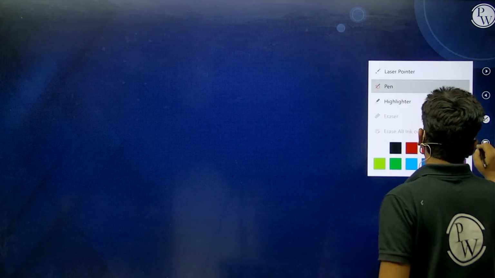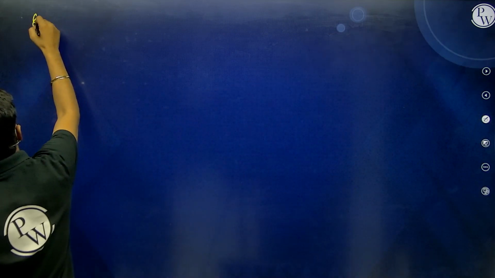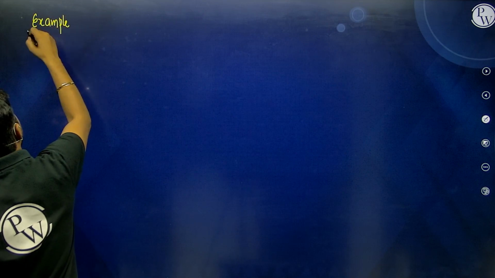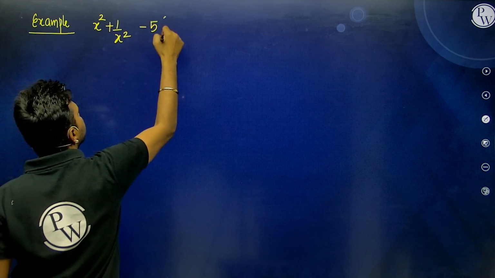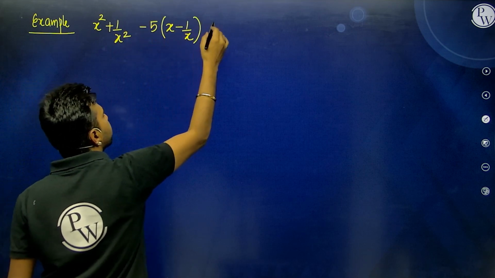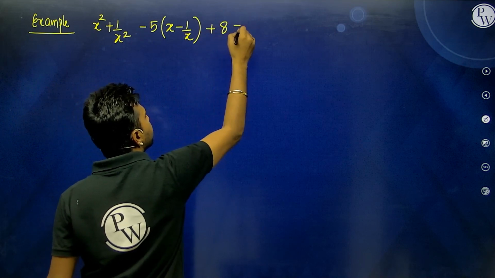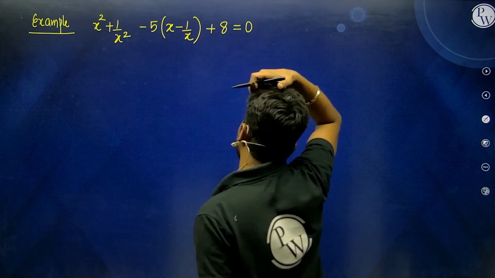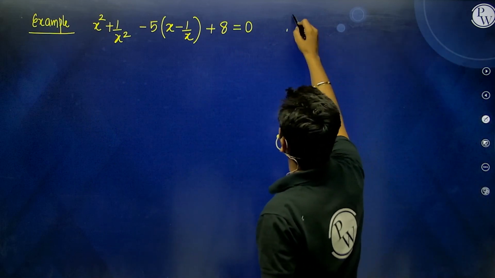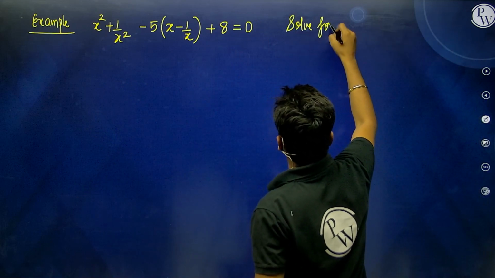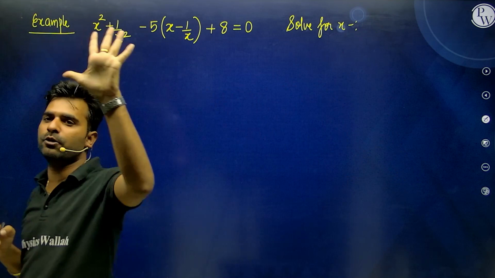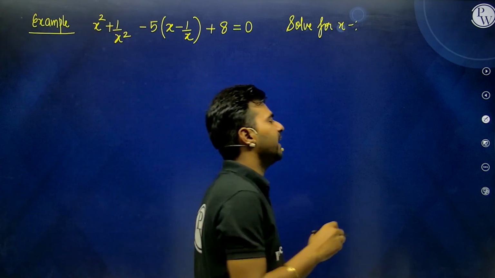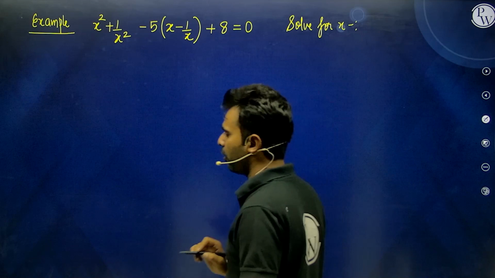Let's take this problem up for the practice example. Let's say an equation like this is given to me, and the question is telling me to solve for x. Now have a look at these five things. x square is there, 1 by x square is there, x is there, 1 by x is there, and a constant term is there. Whenever these five things are there, your mind should give you a signal that follow what Arvind sir has said.